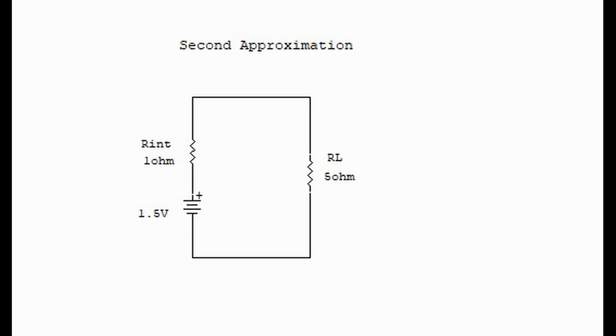In looking at the circuit above, we can't say what is the output that will be delivered to the load because the internal resistance is 1 ohm and the load is 5 ohms. In this case, we would need to do some calculations to see what is the true output. This is an example then of the second approximation. Simply means more calculations.